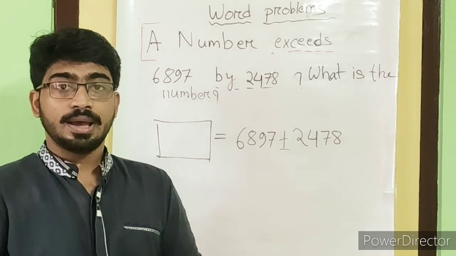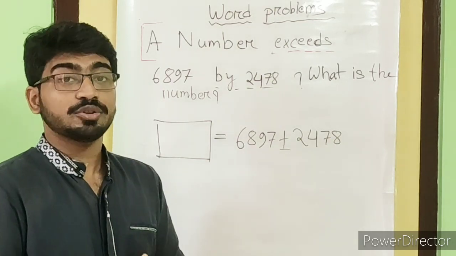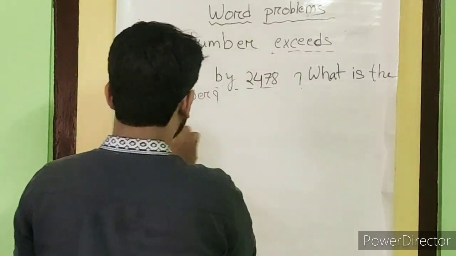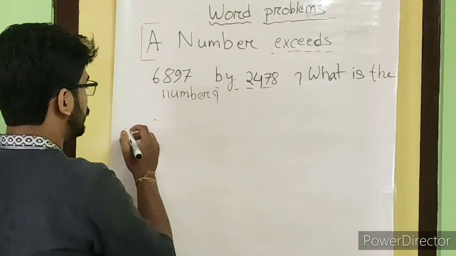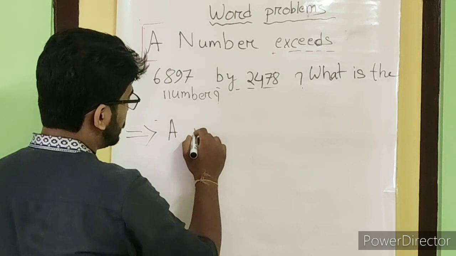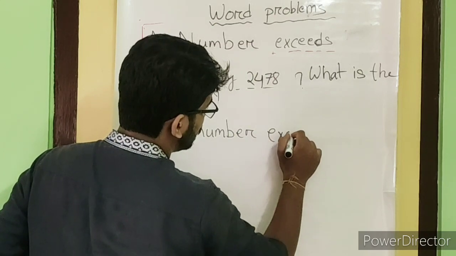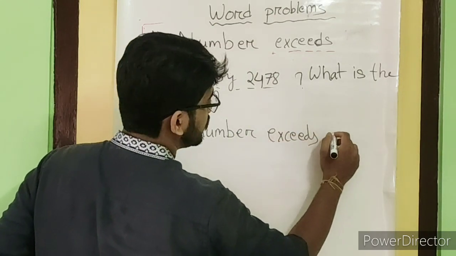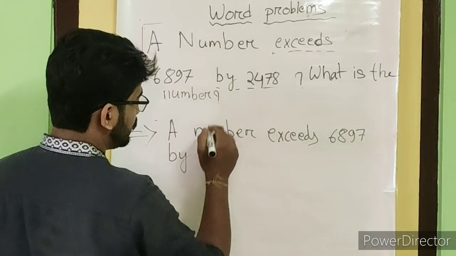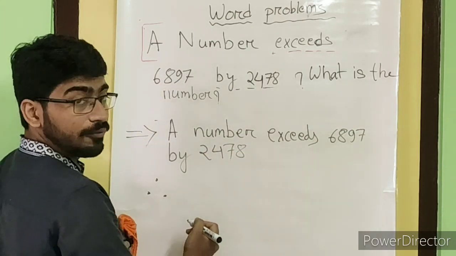Now the question is, after we understand this, how to write the statement? Because we need to write the statement also. In this case, the statement is very easy. You just write the first line: A number exceeds 6897 by 2478.